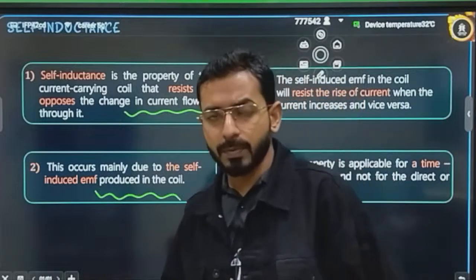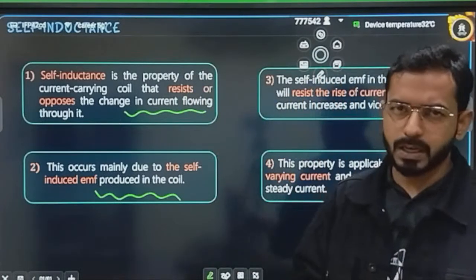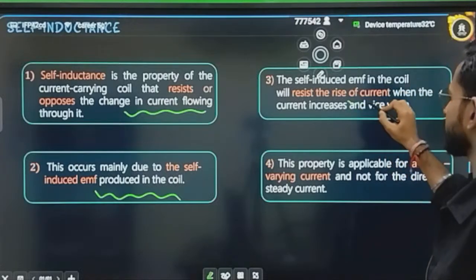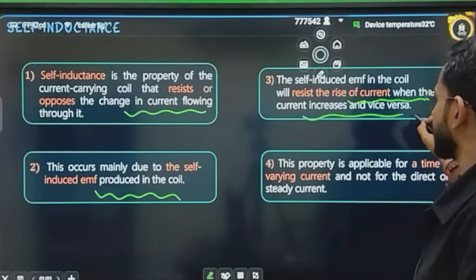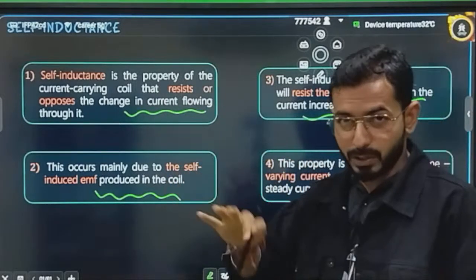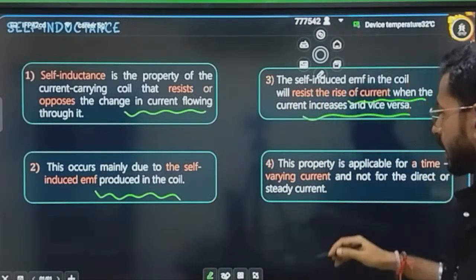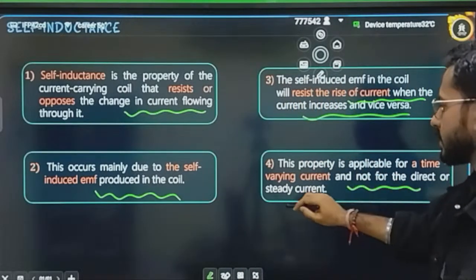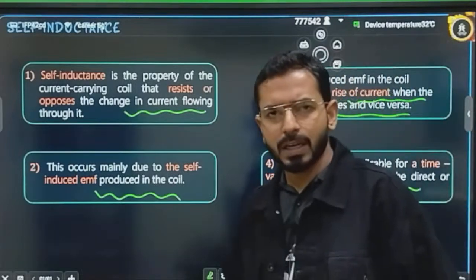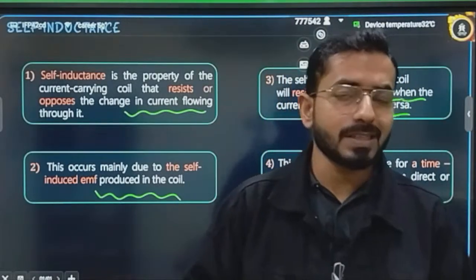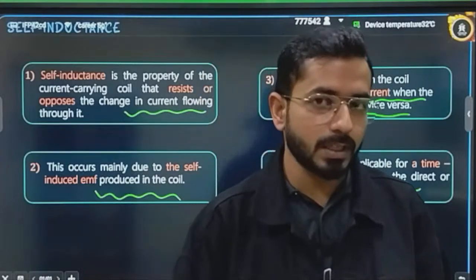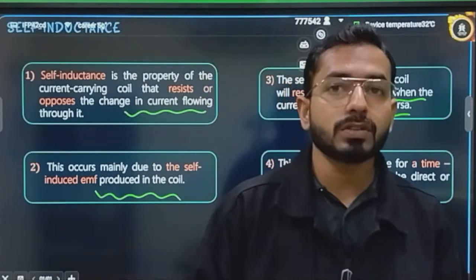Of course, I have told you a lot of times, whenever flux is changing, there will be induction of EMF. The self-induced EMF in the coil resists the rise of current when the current increases and vice versa. Obviously, the past two cases were explaining this only. The property is applicable for a time-varying current and not for direct, steady current. Of course, if there is no change in current, that means there is no change in magnetic field. If there is no change in magnetic field, there is no change in flux. If there is no change in flux, there is no EMF generated. If there is no EMF generated, there is no induced current.